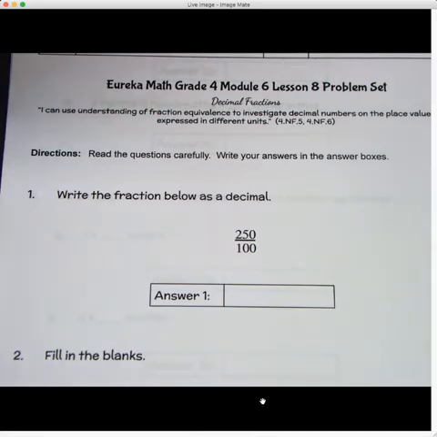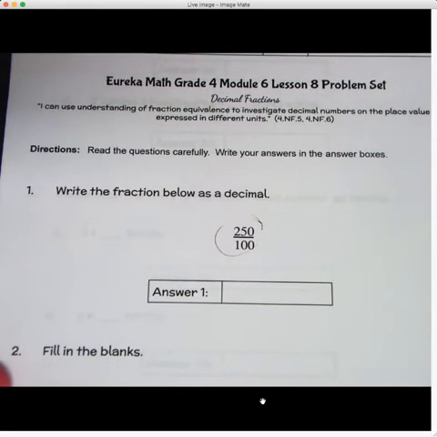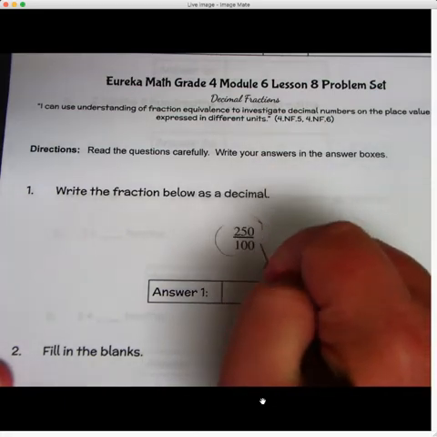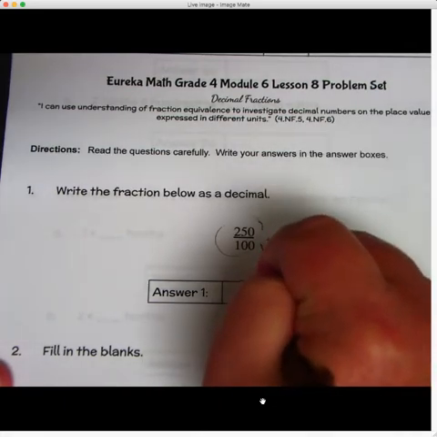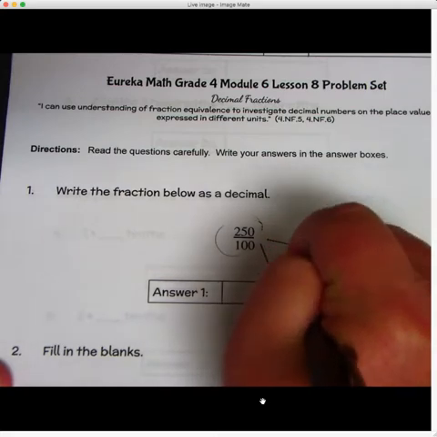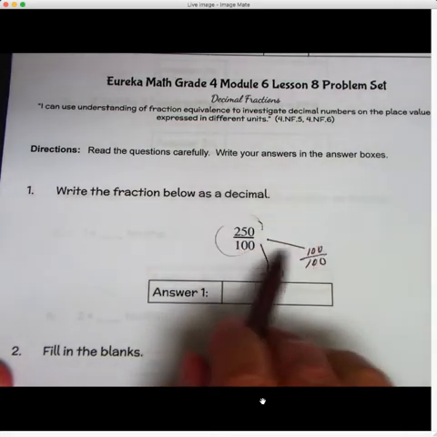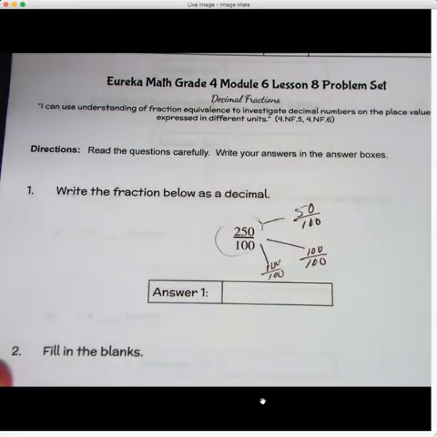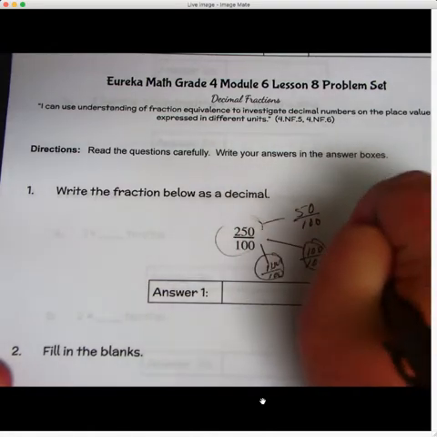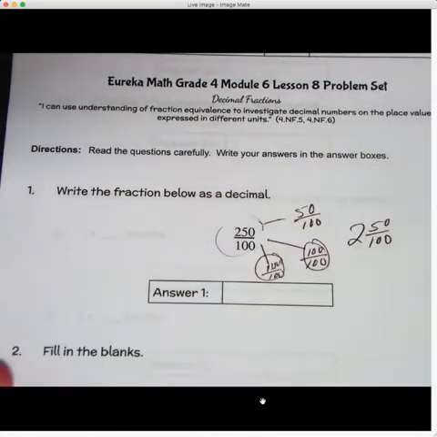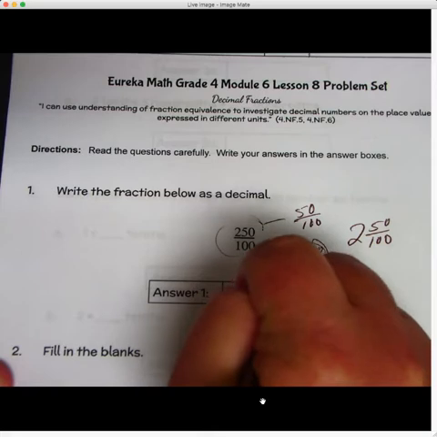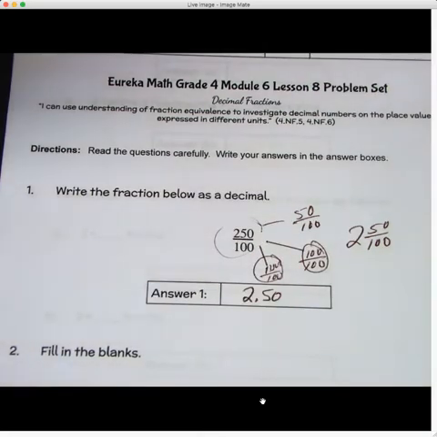Well, first of all, what do you notice about this fraction? It's improper. So we've got to break it down into whole numbers. I have 100 hundredths, we're decomposing, and 200 hundredths would be 2 wholes, and then I have 50 hundredths more. Now that's going to be a little bit easier to write. So 2 and 50 hundredths is what that's worth. We can write that as a decimal now, 2 and 50 hundredths.